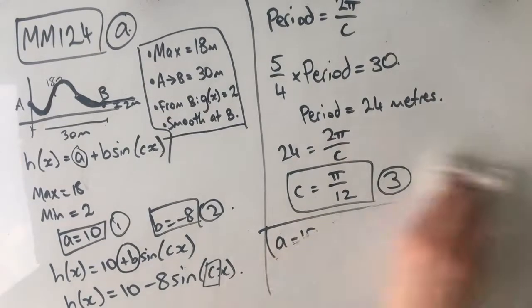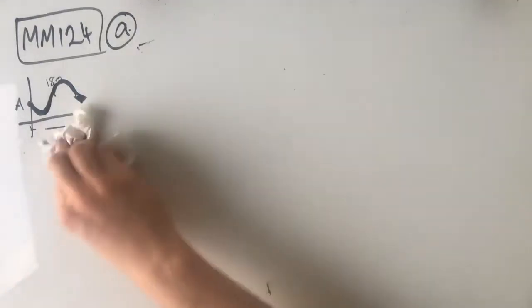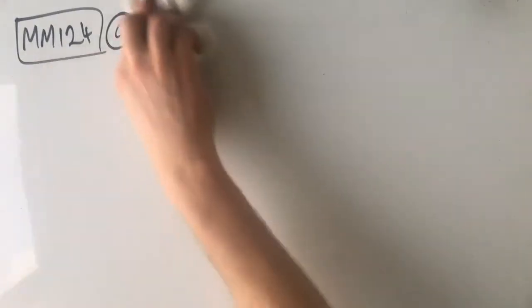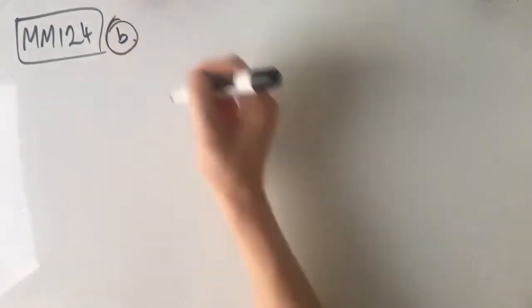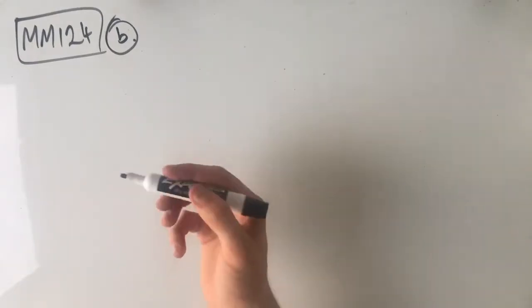Now for part B, we're asked to find the horizontal distance of the coaster when it reaches its maximum height. So I'm going to get rid of all of this. I don't think we need this anymore. So we've got our part B, and we want to know the horizontal distance of the coaster from point A when it reaches its maximum height.